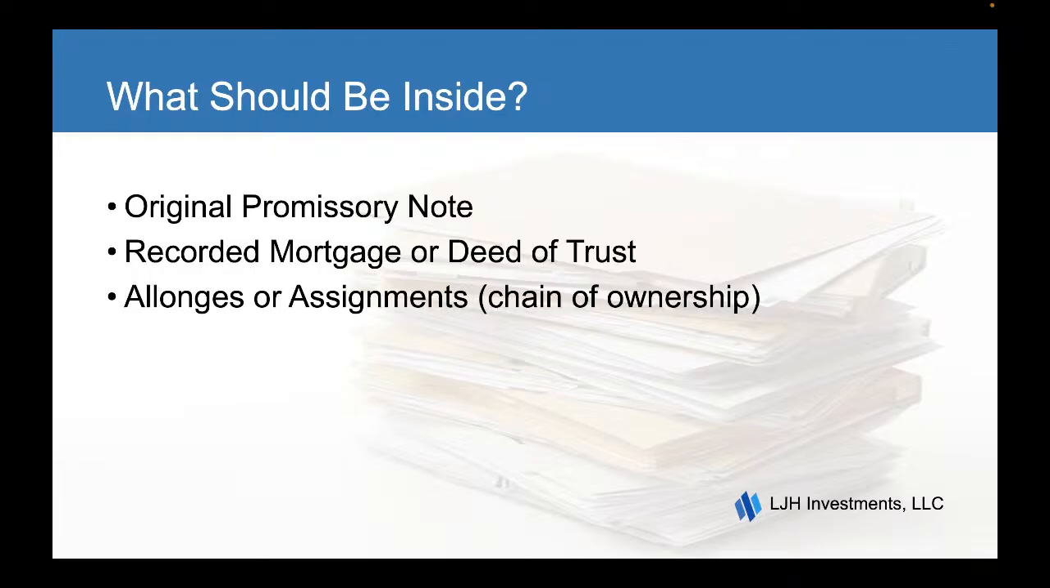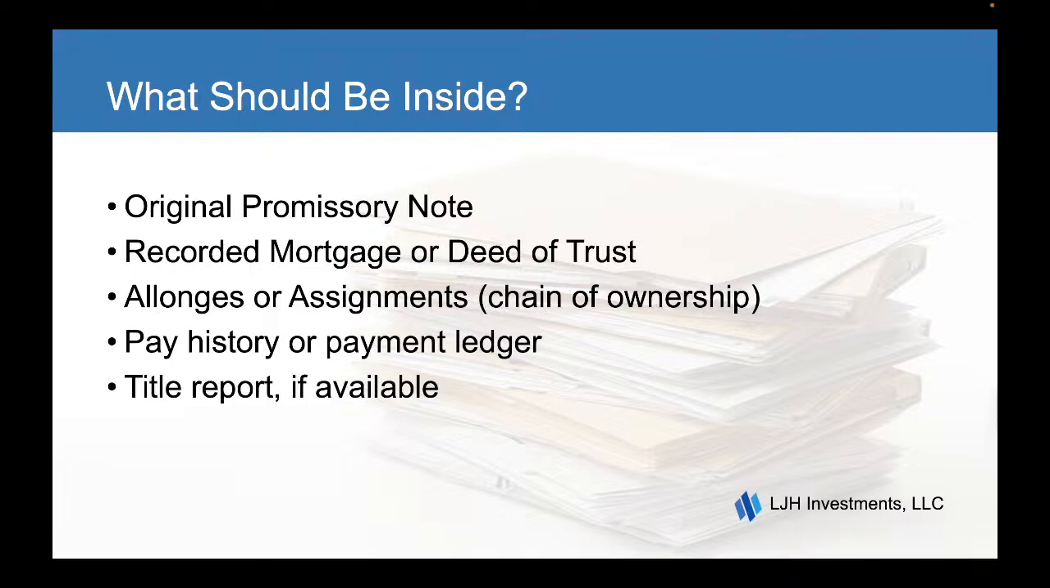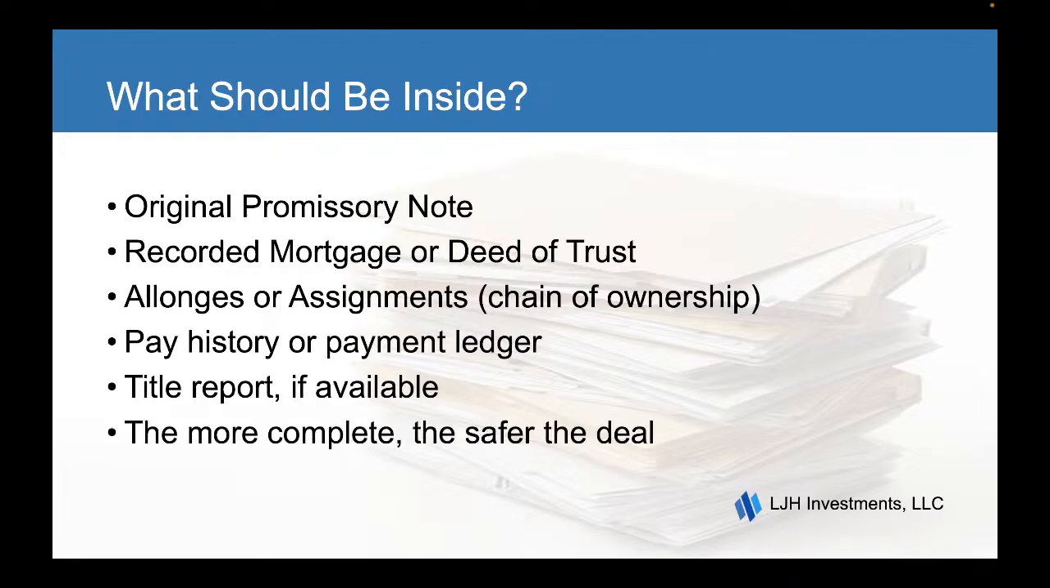So you have to have all of that in place. If something is broken, like if there's a lost note, you have to file a lost note affidavit in order to get that fixed. As long as you have the original recorded mortgage, you can get that lost note fixed. But please always do your due diligence on this. You have to have a pay history or payment ledger, and a title report if available. A lot of times when I buy these notes, they don't have a title report. The more complete the package, the safer the deal.